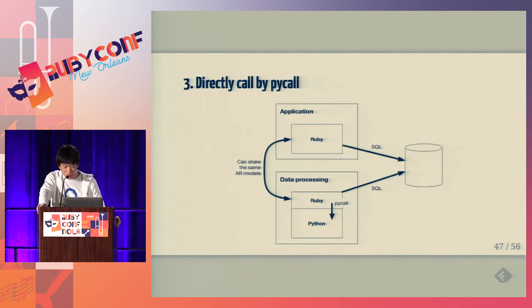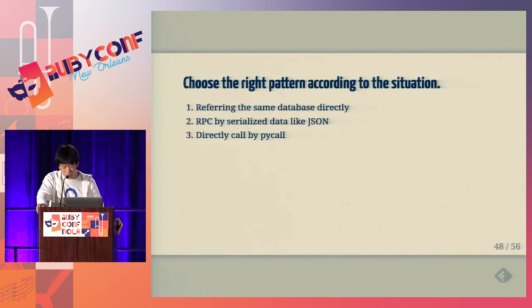The last pattern is using PyCall to call the functions of the data processing system. We can write the driver code in Ruby. So we can share the ActiveRecord models between the application and the data processing system. Using PyCall, we can build pandas data frames directly from Ruby. So there is no serialization cost in this pattern. We need to choose the right way according to the situation.